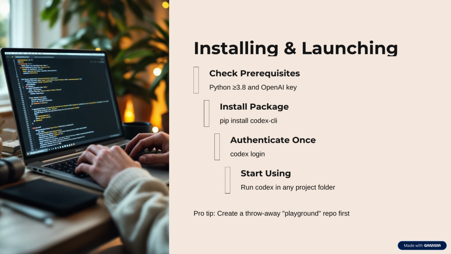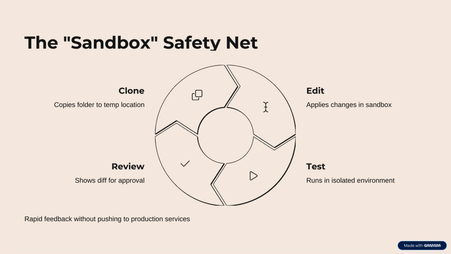Installing and launching. Getting started with Codex is surprisingly simple. First, install it using Python's pip installer. Authenticate once with your OpenAI key. After that, just type Codex in your project folder and start making plain English requests. No complex setup needed.